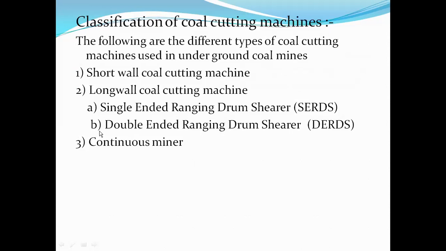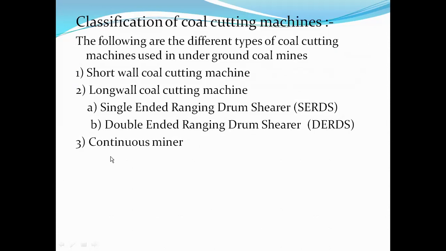The second one is the double-ended ranging drum shearer. It is nothing but DERDS. This is most commonly used in long wall mining whose length is more than 100 meters. DERDS is nothing but the double-ended ranging drum shearer. As the name indicates, it consists of two cutting drums on both ends of the shearer. Okay. Next one is the continuous miner.